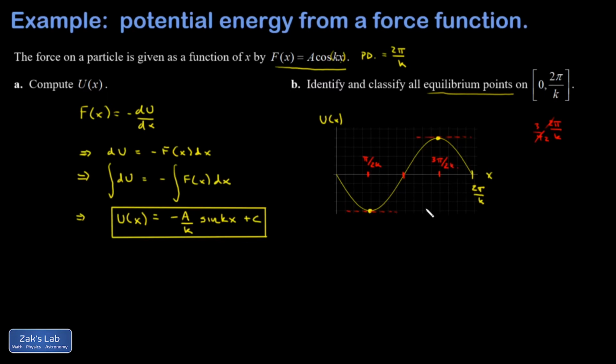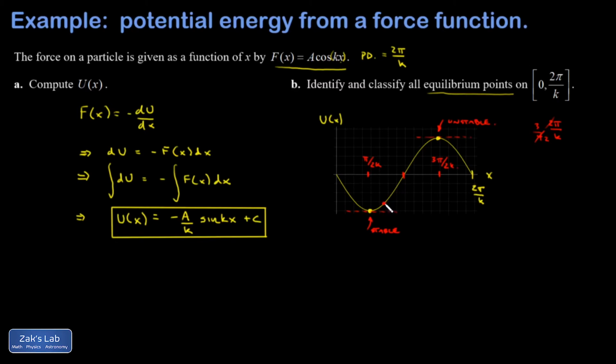And then I want to classify these equilibrium points. Well, when I have a local minimum, that's a stable equilibrium. So this one is stable. When I have a local maximum, that's unstable. And just a quick reminder of why.